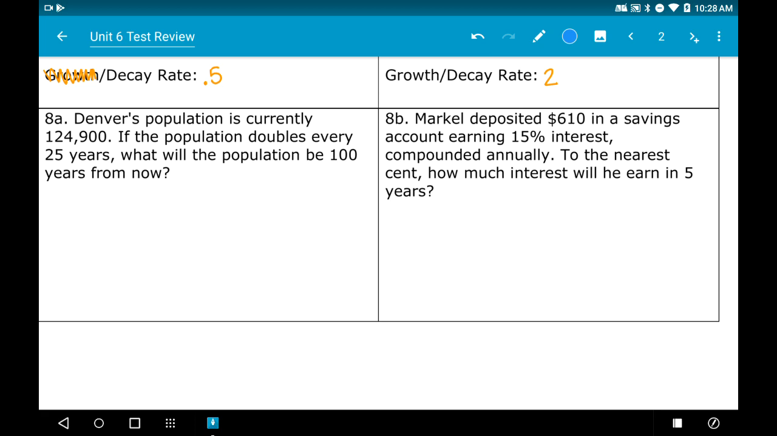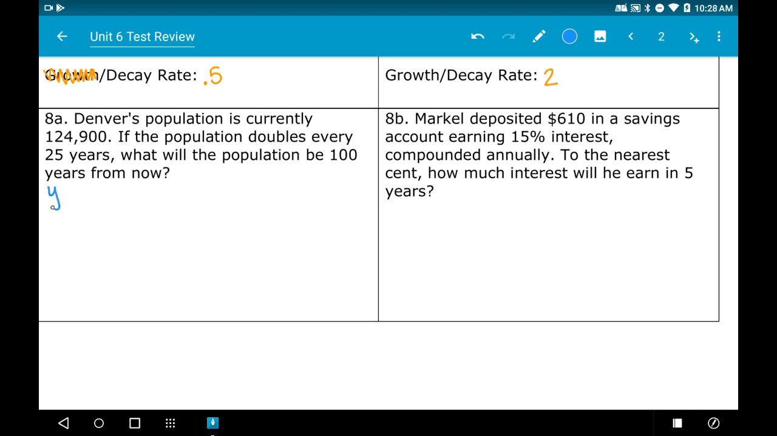Now with 8A, it says Denver's population is currently 124,900. If the population doubles every 25 years, what will the population be 100 years from now? So the population is currently 124,900. So that means that's going to be our initial value.